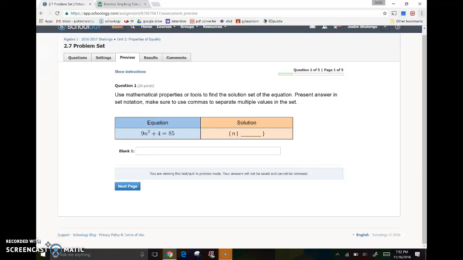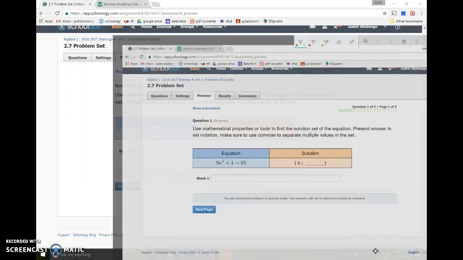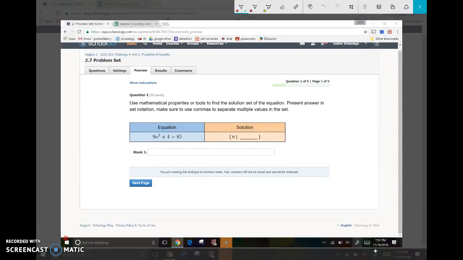Okay guys, this is an example video for what to do when you see a square. So we learned about the square root property in this video. So we're going to go ahead and just go over one example to show you how to solve it algebraically, and then obviously how to use the graphing calculator to verify the solution. So we've got 9n squared plus 4 equals 85.